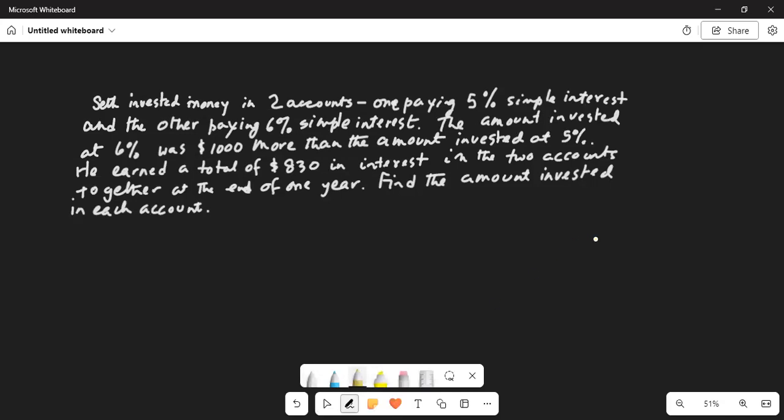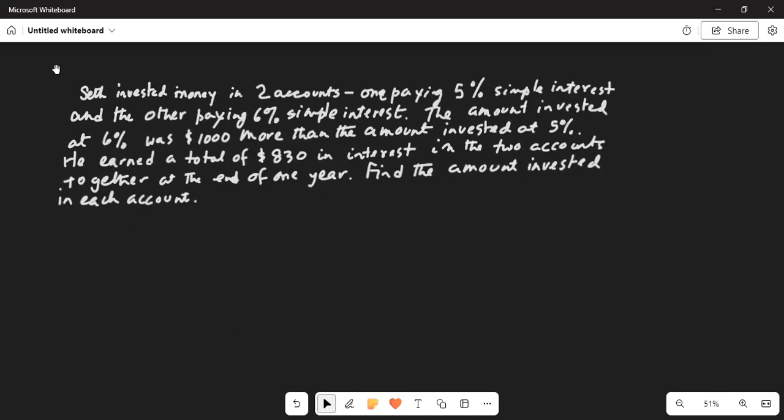State invested money in two accounts, one paying 5% simple interest and the other paying 6% simple interest. The amount invested at 6% was $1,000 more than the amount invested at 5%. He earned a total of $830 in interest in the two accounts together at the end of 1 year. Find the amount invested in each account. Okay. The first thing we can do is move this slightly up.